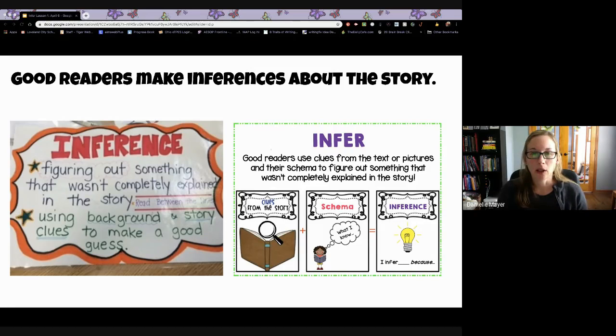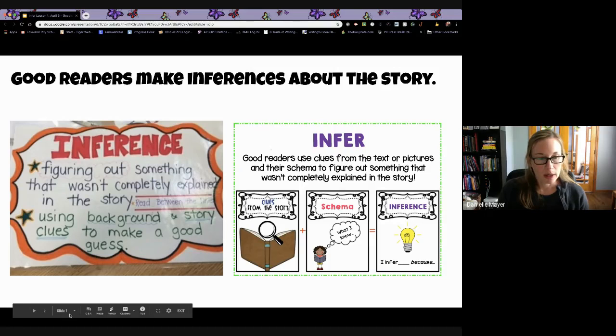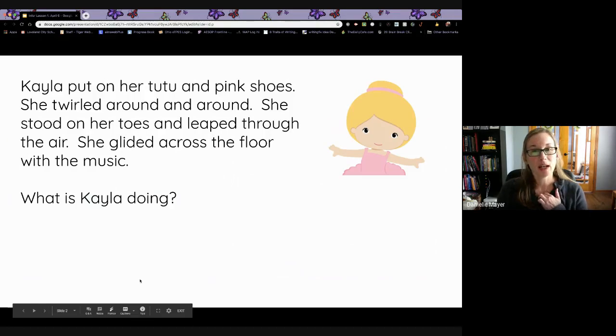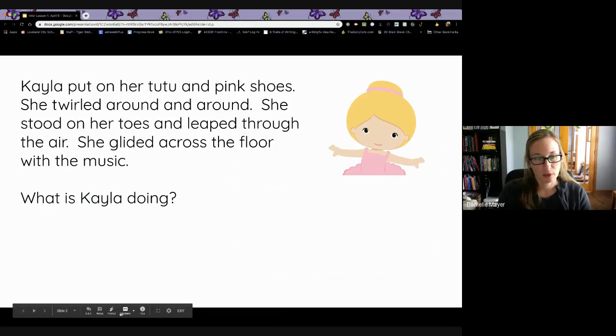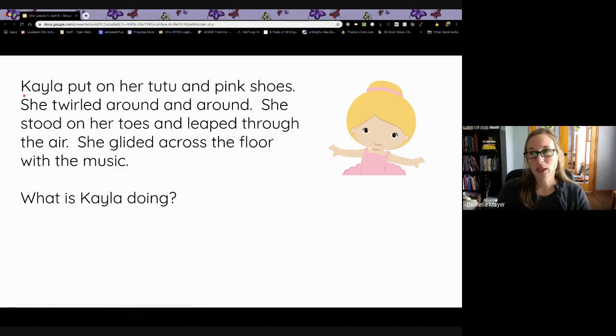So here we go. We are going to read a little bit of a story, and we're going to use the clues from the story and what we know to make an inference about what this little girl named Kayla is doing. I'm going to track with my red pointer as we read the story together. So if you can see, let's go ahead and read this story together.